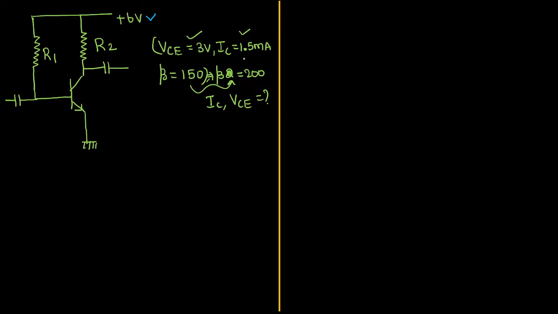They did the reverse engineering. Reverse engineering means usually in our previous problems, the values of R1 and R2 were given and they were requesting us to calculate the value of collector current and collector to emitter voltage.